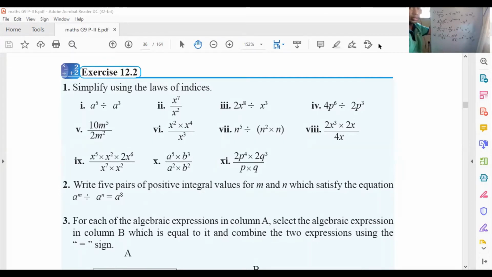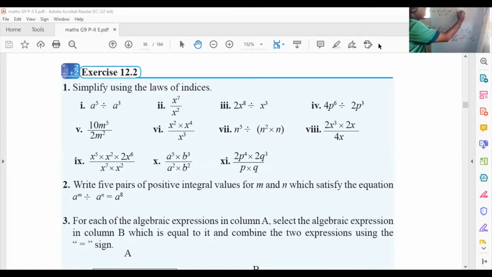Then let's move to the ninth question. X to the power 5 multiplied by x to the power 2 multiplied by 2x to the power 6 divided by x to the power 7 multiplied by x to the power 2. Here, when you are multiplying, 2 is there, 2 times 1 times 2 is 2. Here, 2 times 1 times 1, 2.